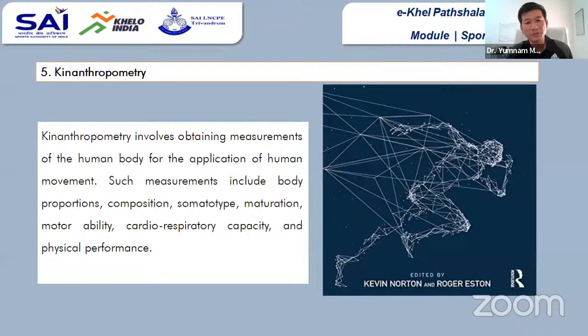So let's see kinanthropometry. In sports medicine, nowadays anthropometry is applied in the sports field. Kinanthropometry involves obtaining measurements of the human body for the application of human movement. Such measurement includes body proportion, composition, somatotype, maturation, motor ability, cardiorespiratory capacity, and physical performance.